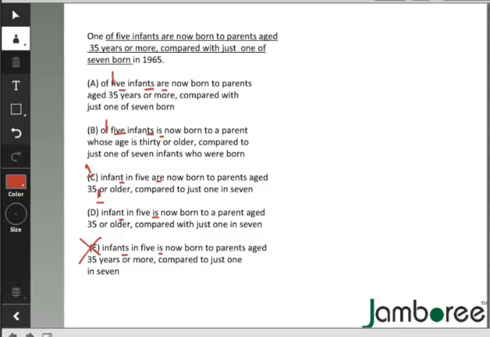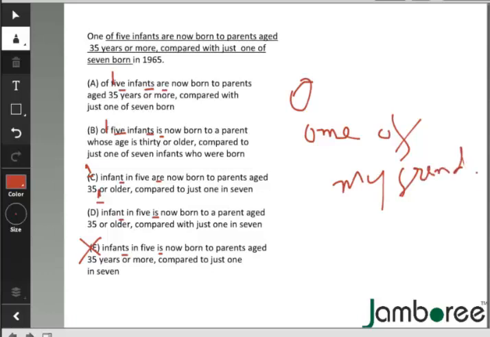Now here is just a small rule. When you say one of my best friends, or one of my friends, it's always is. Forget the my friends part, one is. If I say two of my friends, it will be are.